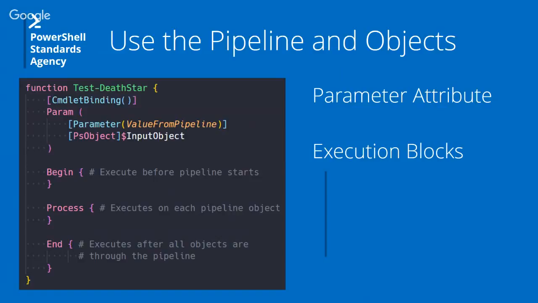You don't need to have all of them. You can, for example, miss out begin and end. I often don't have an end one. So you don't have to have all of them in there. But that's how you would turn your function into something that will work with the pipeline.